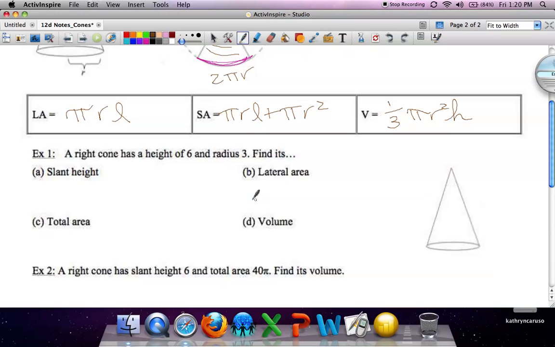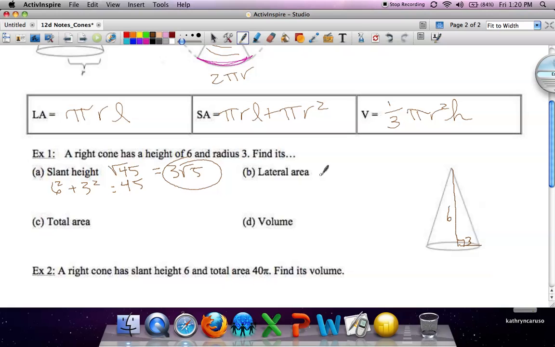So let's do a couple of examples. A right cone has a height of 6 and a radius of 3. Find its slant height. The slant height is going to be this Pythagorean situation. So it would be 6 squared plus 3 squared, which is 36 plus 9, which is 45. So the slant height is the square root of 45, which is 3 root 5.